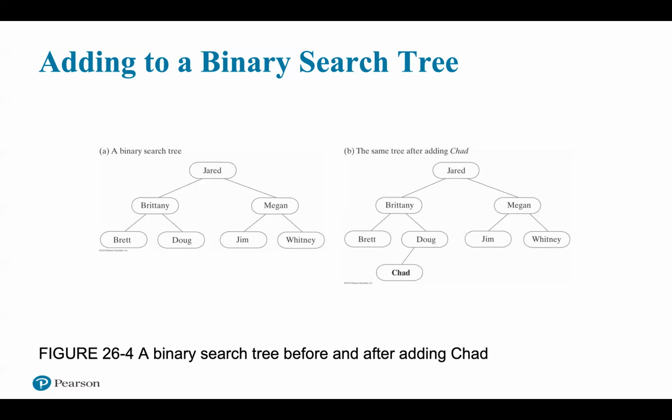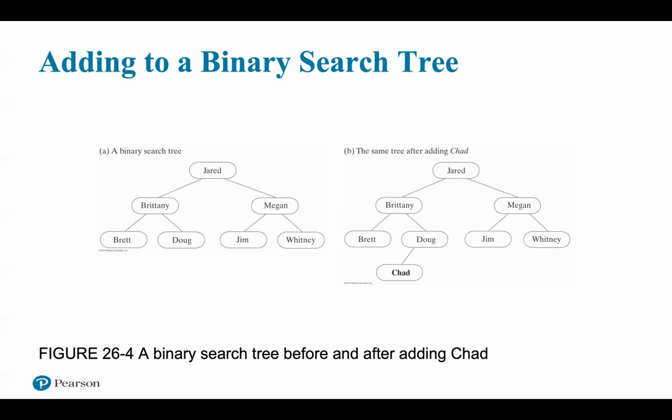For example, if we wanted to add the entry Chad to the tree in figure 26.4a, we cannot add the new node to Jared's right subtree. Since Chad comes before Jared, Chad must be in Jared's left subtree. Since Brittany is the root of the left subtree, we compare Chad with Brittany and find that Chad is larger. Thus, Chad belongs in Brittany's right subtree. Continuing, we compare Chad with Doug and find that Chad belongs in Doug's left subtree. But this subtree is empty, that is, Doug has no left child. If we make Chad the left child of Doug, we will get the binary search tree in figure 26.4b.